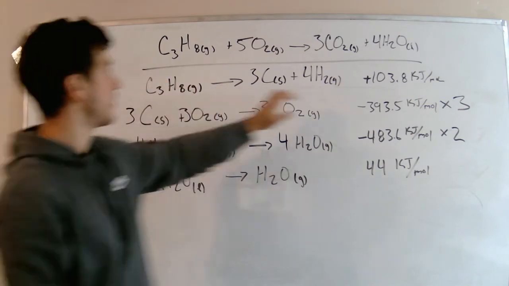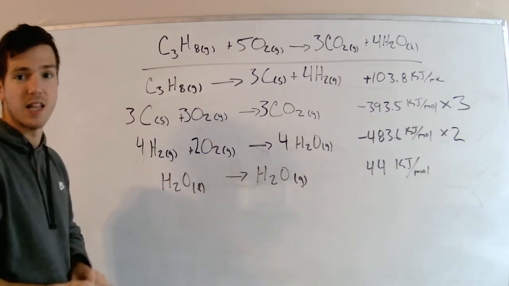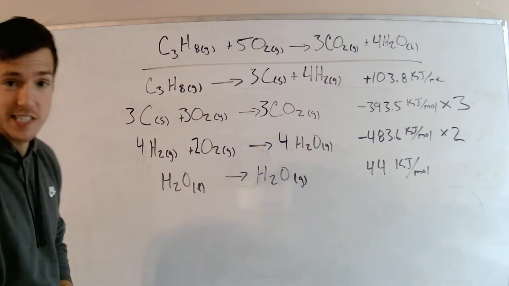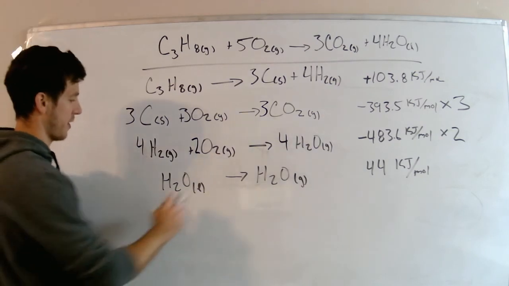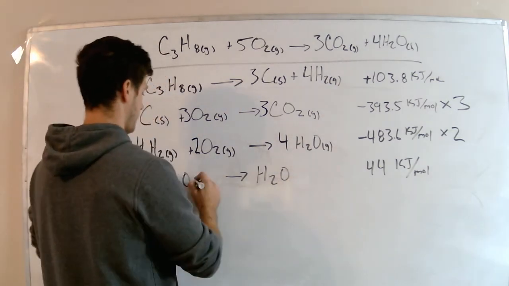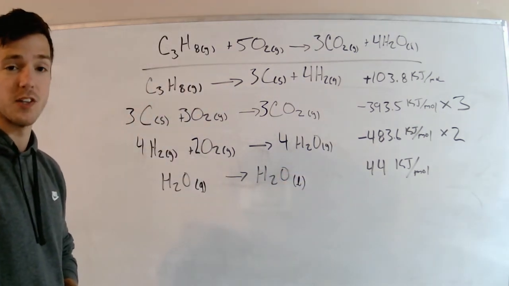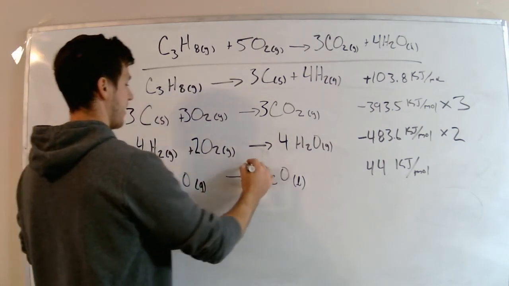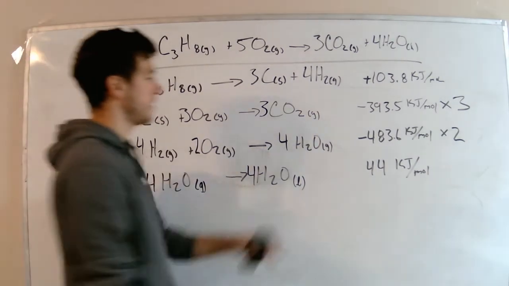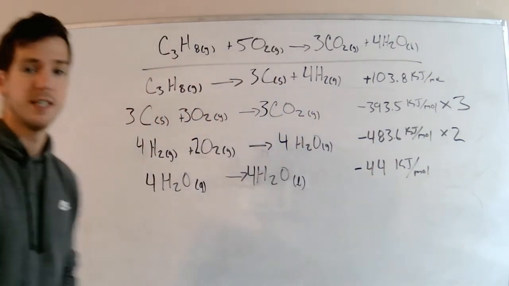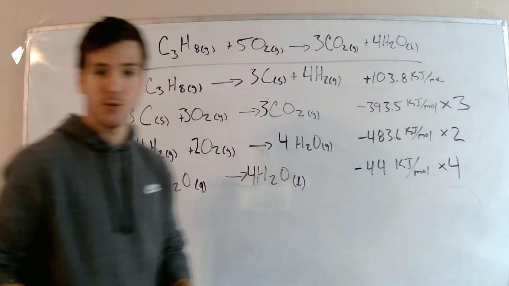So now I just got to focus on my H2O liquid, which luckily is in my last reaction. Unfortunately, I don't have enough H2Os and it's on the wrong side. So I'm going to go ahead and flip this. Now H2O liquid is on the correct side, and now I'm going to multiply it by 4. Since I flipped it, I now have to make my enthalpy negative, and since I multiplied it by 4, I have to multiply the enthalpy by 4 as well.